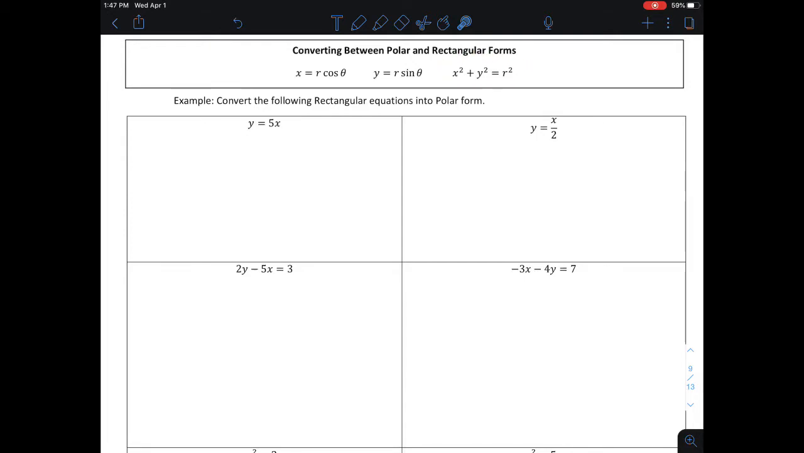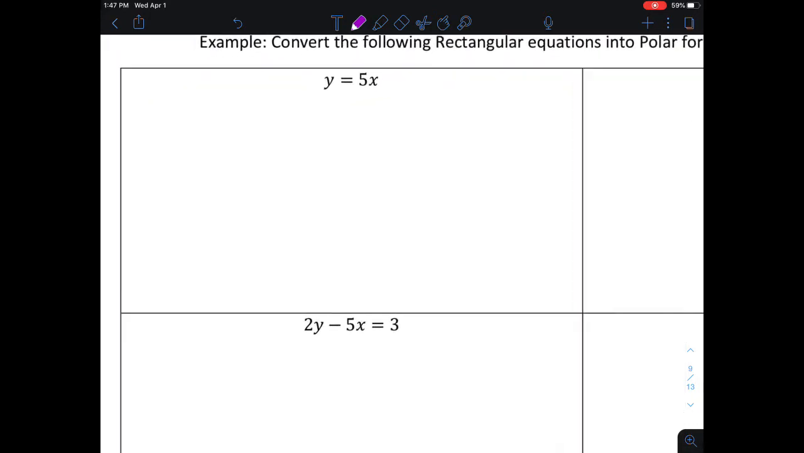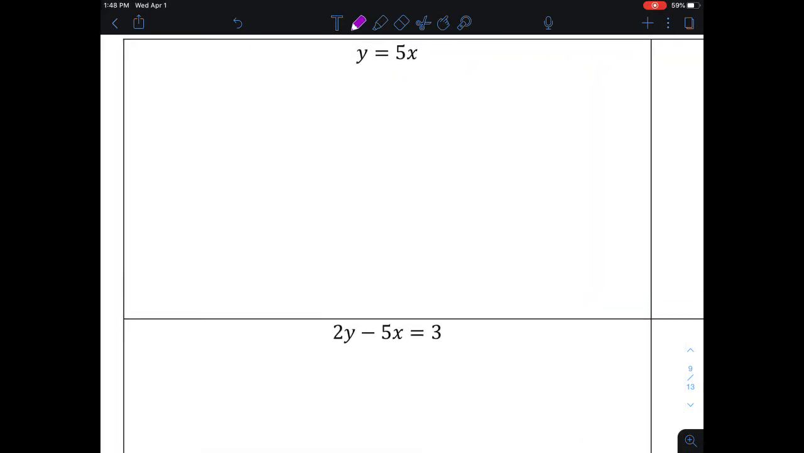And so what we would do here right out of the gate is exchange everything on this first problem of y equals 5x. I would exchange the y with r sine theta and the x with r times cosine theta. So we have r times sine of theta is equal to 5 times r cosine of theta. Now, our goal is to try to remove all the y's and x's and attempt to have a problem that is only in terms of r's and thetas.